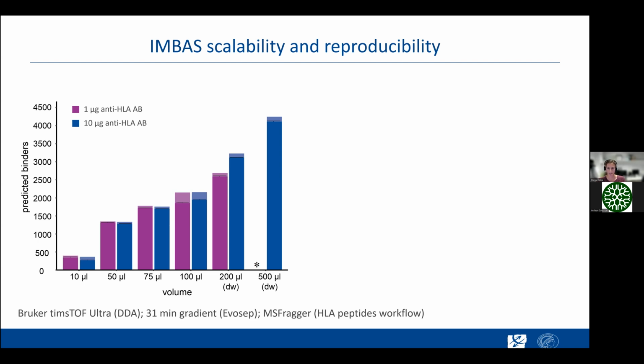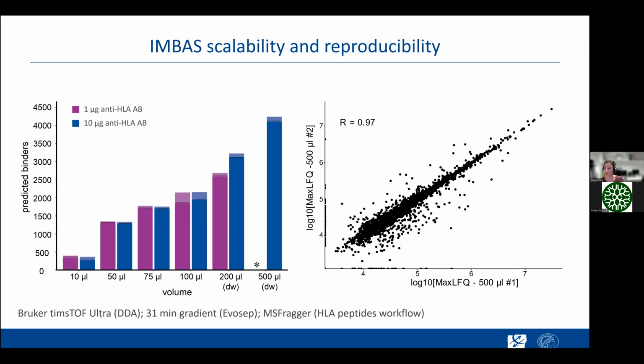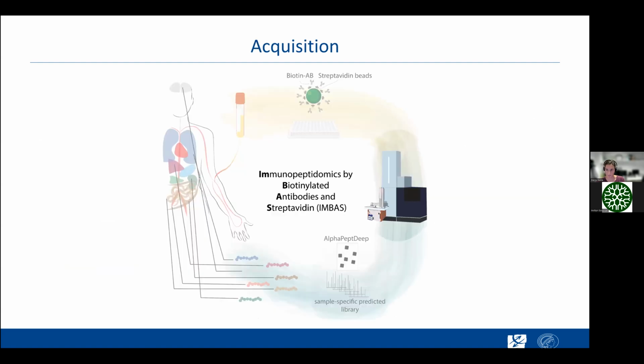So basically in purple, you see an enrichment with 1 microgram of antibody. In blue, you see an enrichment with 10 micrograms of antibody and different plasma volumes in the bottom, different plate setups. And all those were assessed with a DDA on a 31-minute gradient and analyzed with the MS Tracker. And what is really nice is that while increasing the volume, I still increase my depth, but also I have a high workflow reproducibility between different workflow replicates. So the workflow is very easy to use and gives us a clean result.